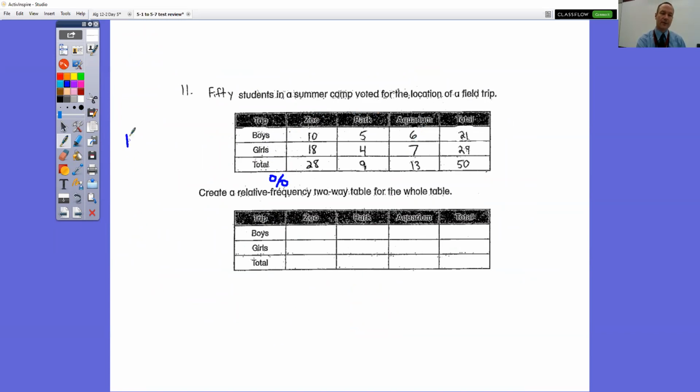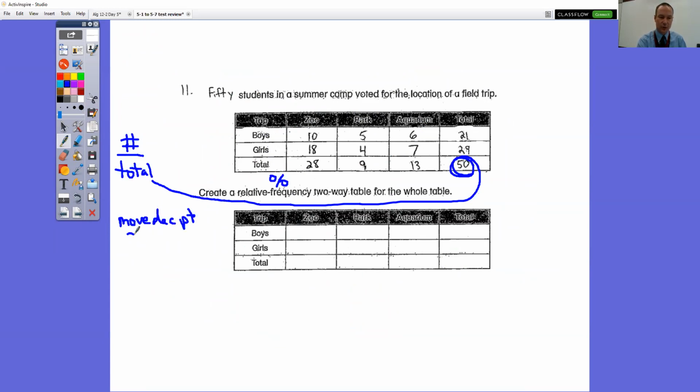When you go to figure out your percentages, remember, you have to do the number divided by your total first. Where do we get that total from? We get that total from the total in your survey. So we're going to be dividing all these by 50 because there are 50 total people in the survey. After you do the number divided by total, you're going to get a decimal. We could move the decimal point 2 places to the right.